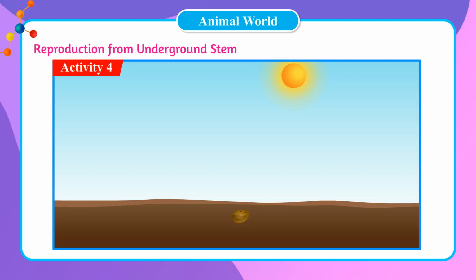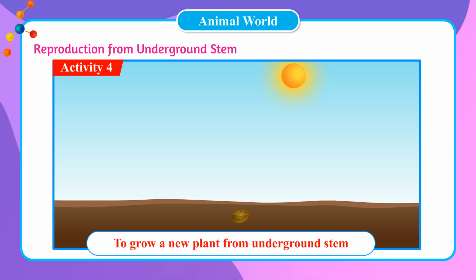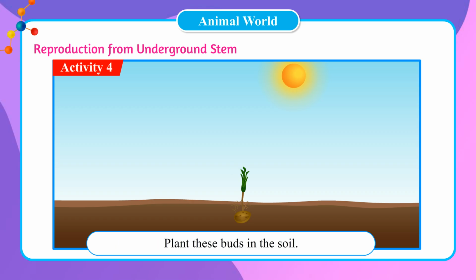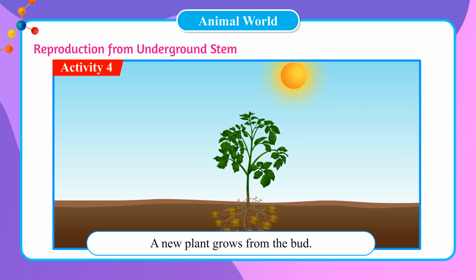Any potato with an eye can grow into a new plant. Activity 4. To grow a new plant from underground stem. Take a potato which has eyes on it. Put it in a place where sunlight and air are available. In suitable conditions, each eye grows into a bud. Plant these buds in the soil. A new plant grows from the bud.